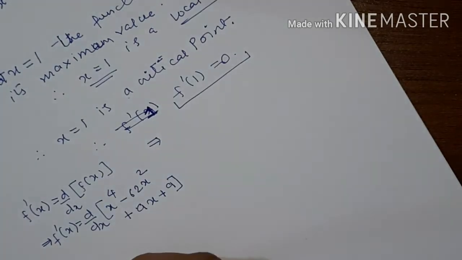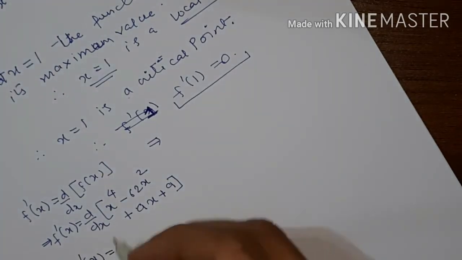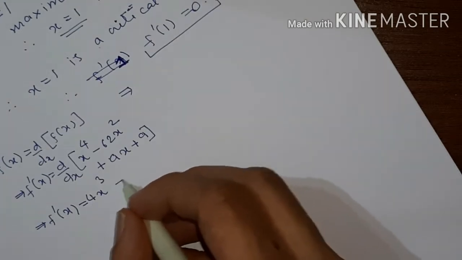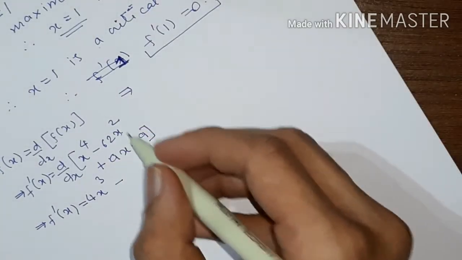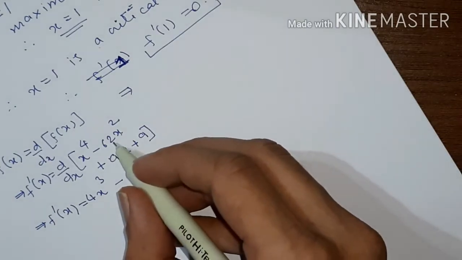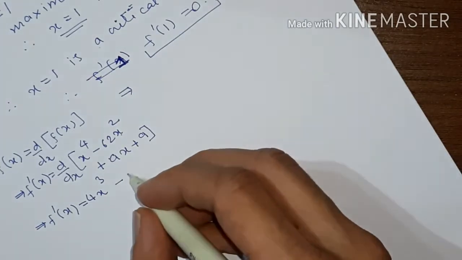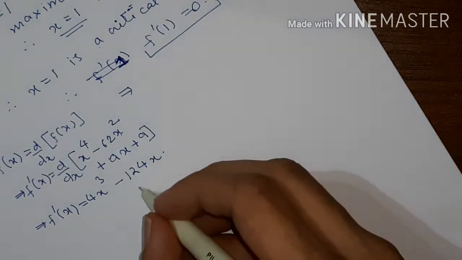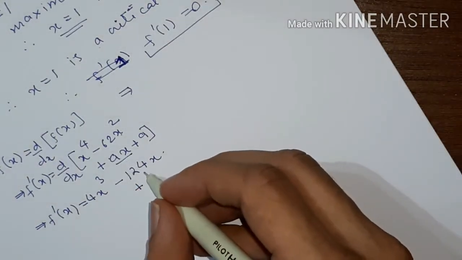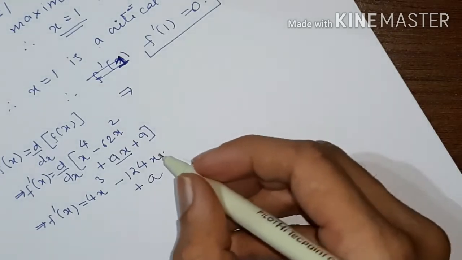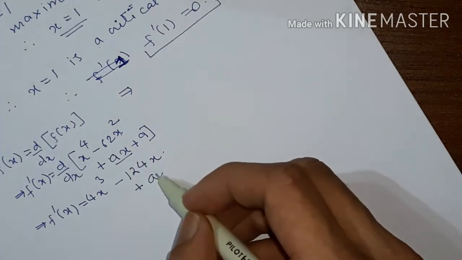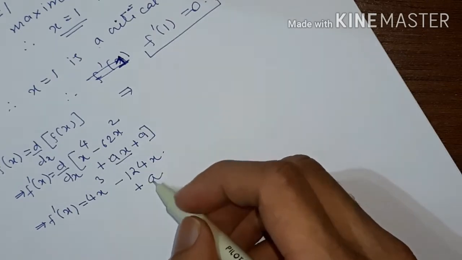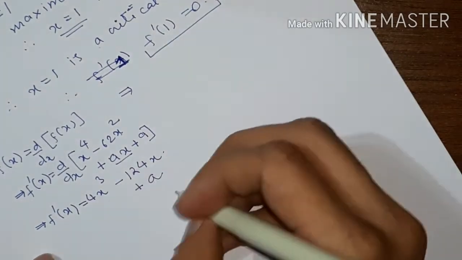Okay, and so f prime of x will be what? The derivative of x raised to 4 is 4x cube, minus the derivative of x square, which is 2x. 62 multiplied by 2 is 124x you will get, plus the derivative of a multiplied by x, which is a, because the derivative of x is 1, so a multiplied by 1 is a. So this is what you will have.